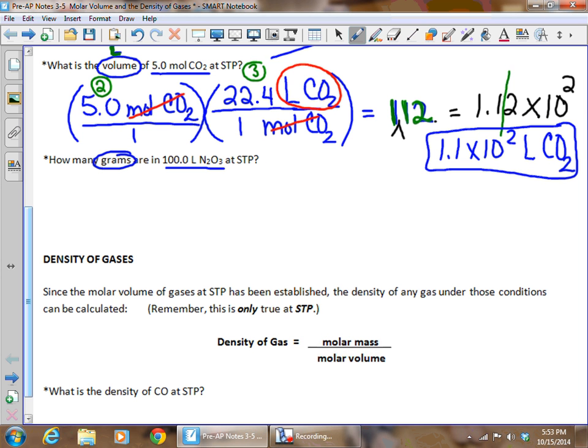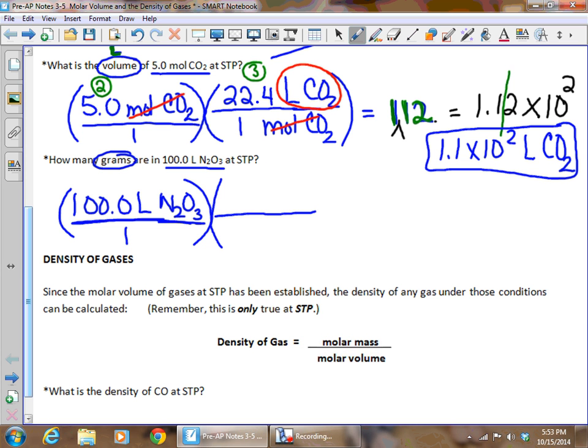We start with our value 100.0, the value that's underlined, liters of N2O3. That substance has to be there. You're going to continue to lose points if you don't put it there. So we put that in parentheses. And we don't know much, but we do know that liters of N2O3 has to go on the bottom, the next part, in order for it to cancel.